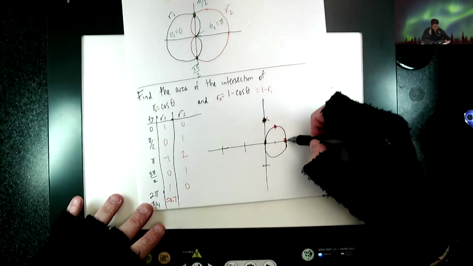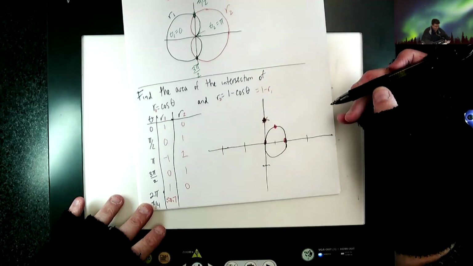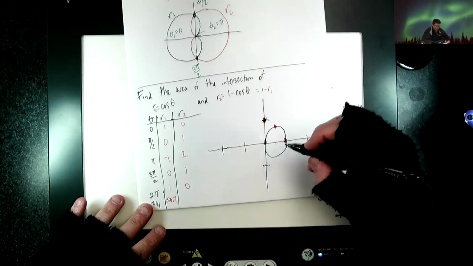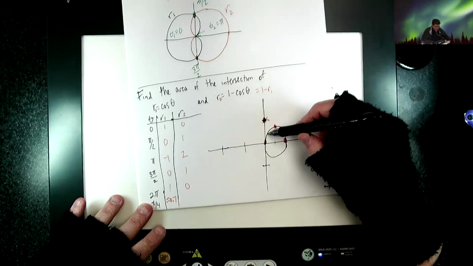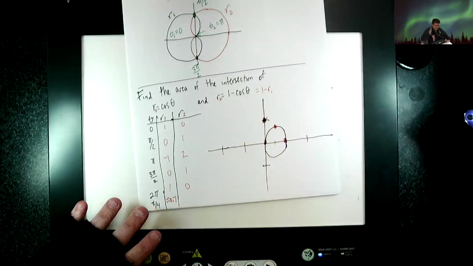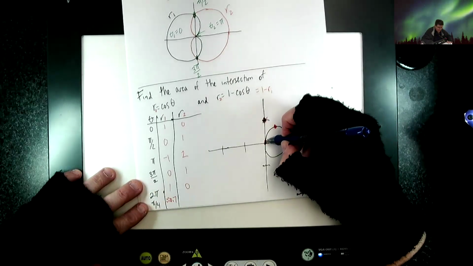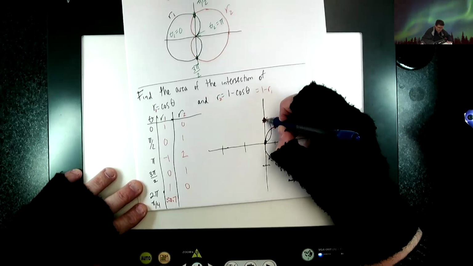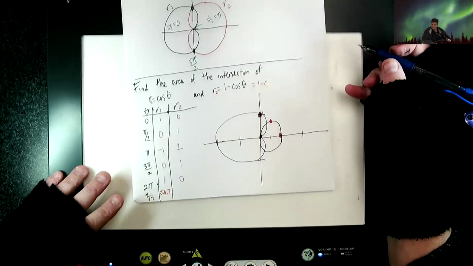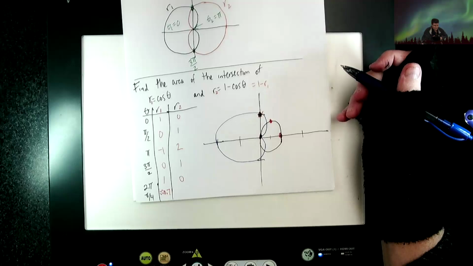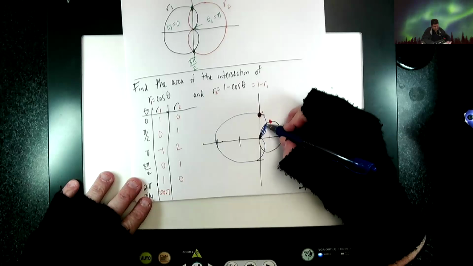Theta is pi, radius is -1. It's going that way. We need like a 3 pi over 4 in there. And the other one is doing 0, 0, 0, 1. This is the one that's doing this. So where they intersect is this.